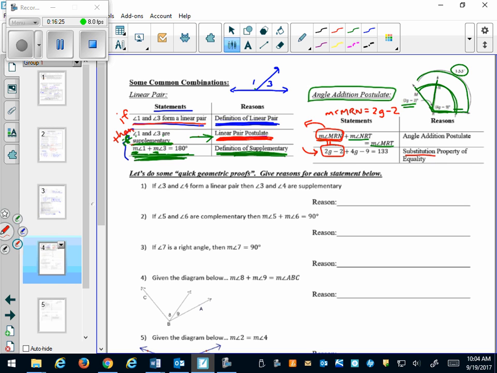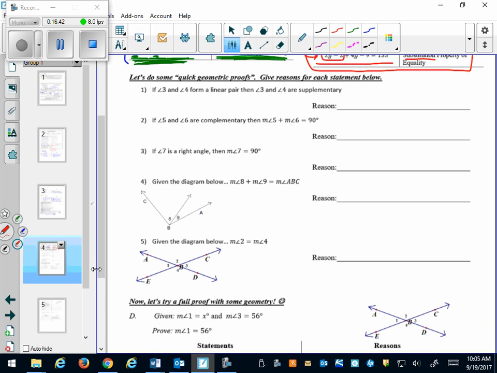This is just a partial proof shown to you here to highlight the fact that the angle addition postulate has to have the names of the angles first, then you can substitute the values and use the substitution property. Okay, those are just some common combinations. All right, so some quick geometric proofs. These are kind of like partial proofs where we're justifying our statements with our reasons.